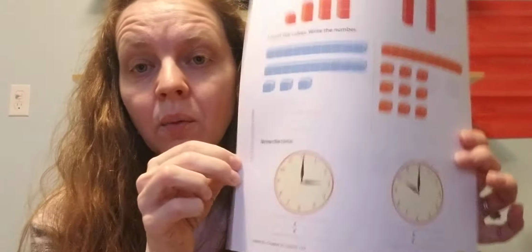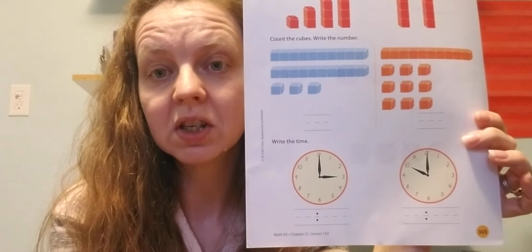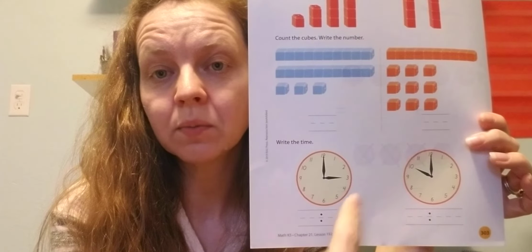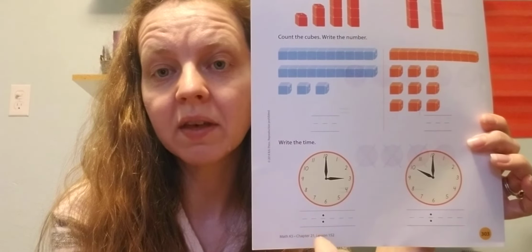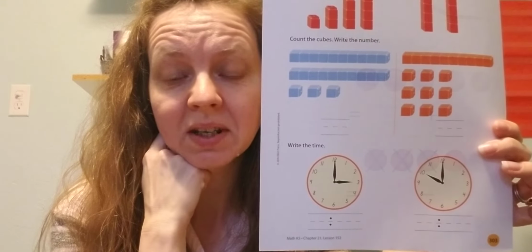All right. Once you finish that, you're going to look at the clocks and you're going to write the time. Remember, 0, 0 comes after the dots. The first one is whatever the little hand is pointing to, and then 0, 0. I'll give you just a minute to finish that up.